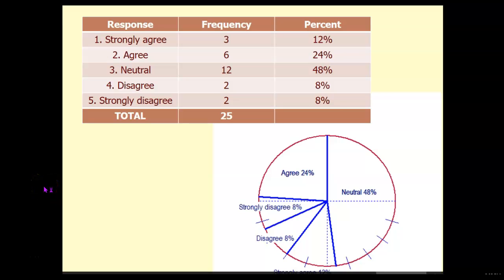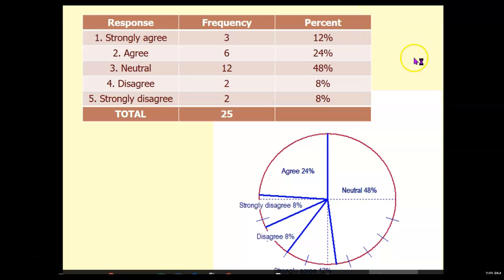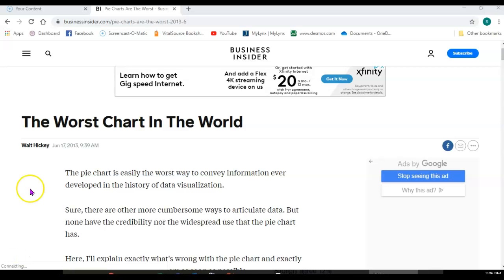In the last video, we were talking about pie charts, and before we leave that subject, let me just say a little bit more about them. They are pretty common, pretty popular, but not everybody likes them. I found an article online that claims that the pie chart is easily the worst way to convey information ever developed in the history of data visualization. So the guy who wrote this article is not a fan.